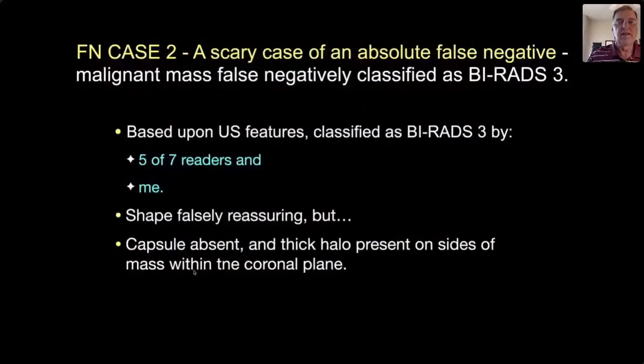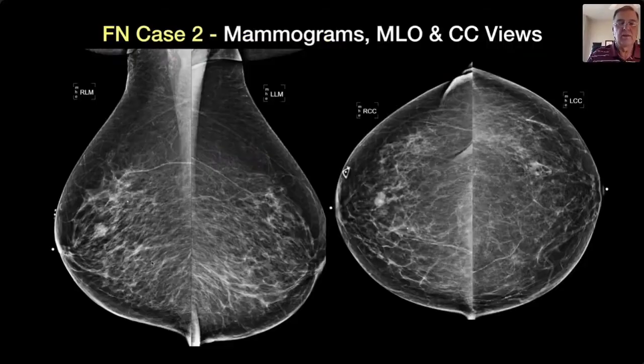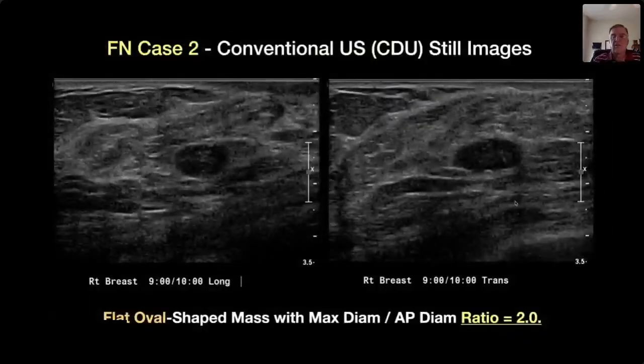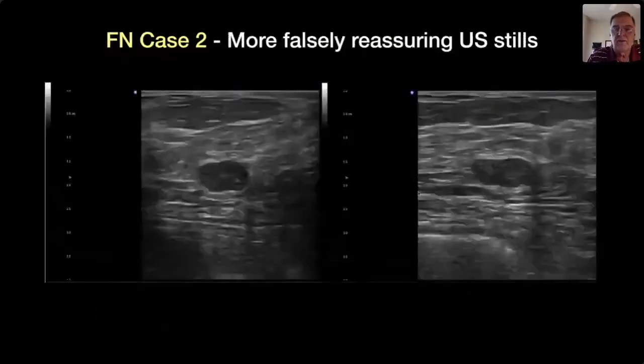So let's look at a second case now, specifically looking at capsule. So here's a mammogram with a mass, and we can see that on one view the mass is completely circumscribed, on the other view it's either obscured or partially indistinct. It's kind of hard to tell, but the ultrasound is really pretty reassuring. Most people call that flat oval shape, and it's got a ratio of 2 to 1, exactly 2 to 1.